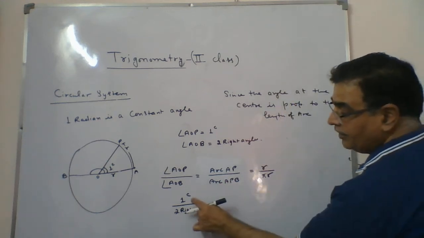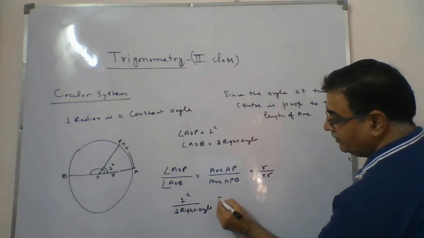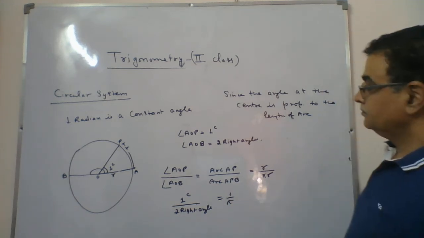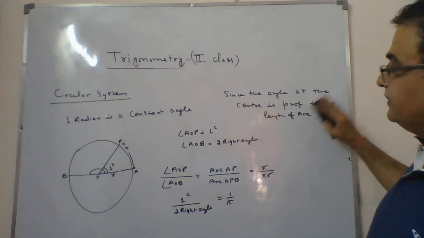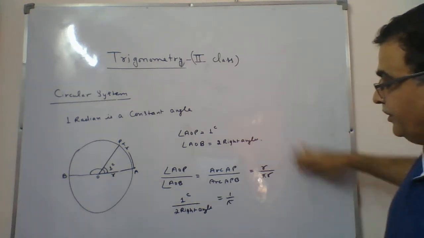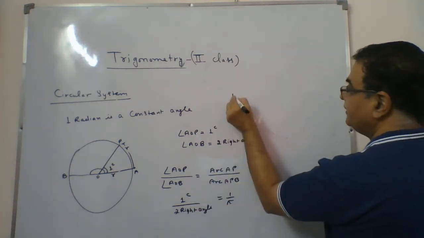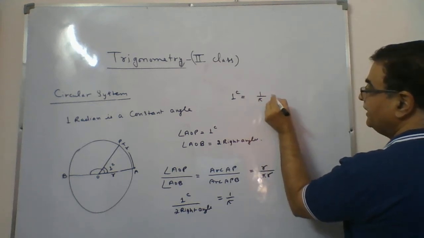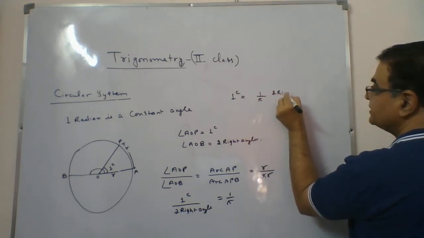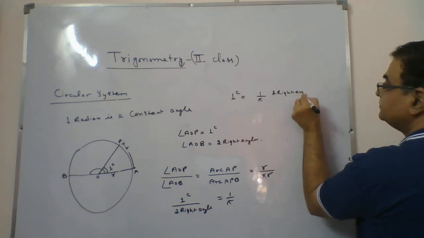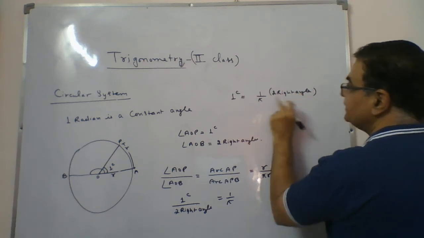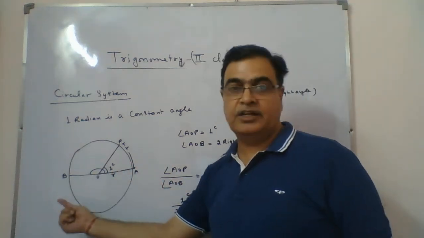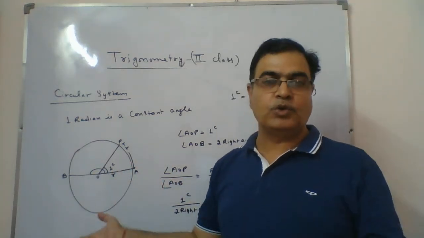So 1 radian by 2 right angle is 1 by pi now. And as you get this, 1 radian is equal to 1 by pi into 2 right angle. This is a constant number, 2 right angle. This angle can never change. 2 right angle means 180 degree, you know it. It is not going to change.